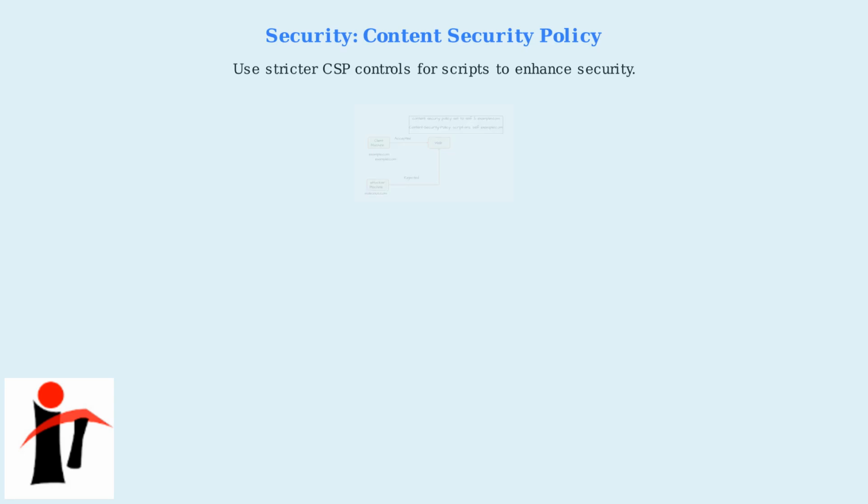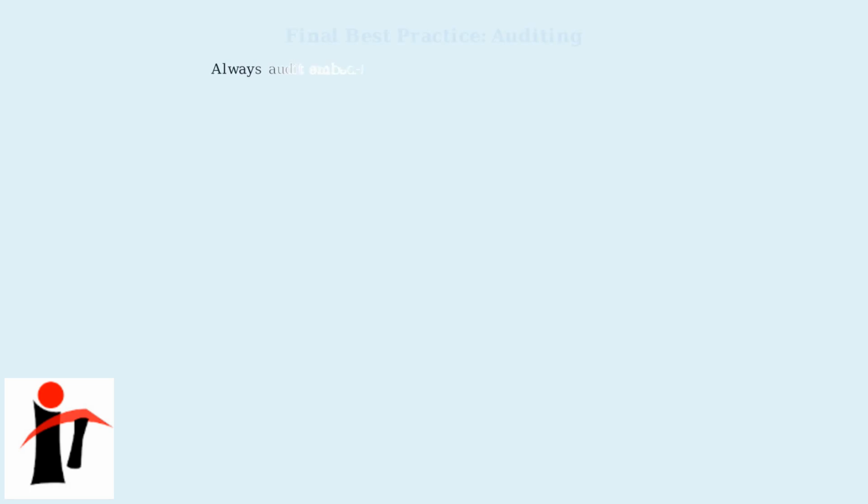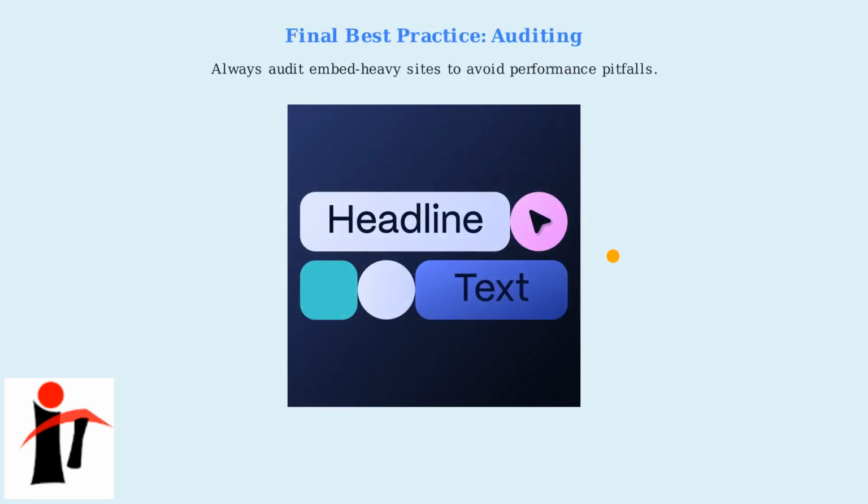Implement stricter content security policy controls for your embedded scripts to prevent cross-site scripting attacks and other security vulnerabilities. Regularly audit sites with many custom embeds to identify and resolve performance issues before they impact user experience.